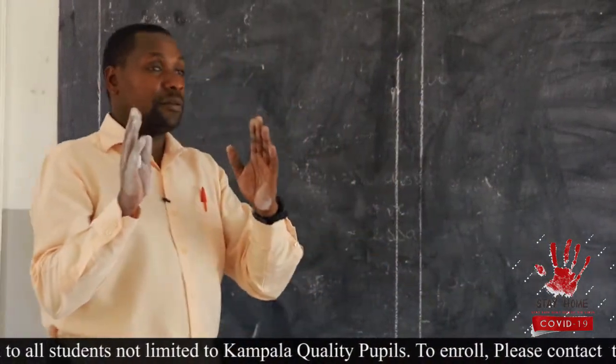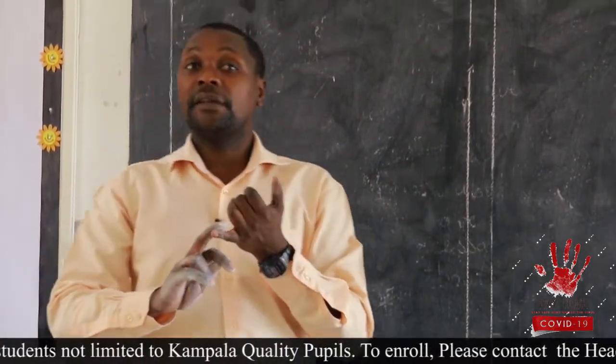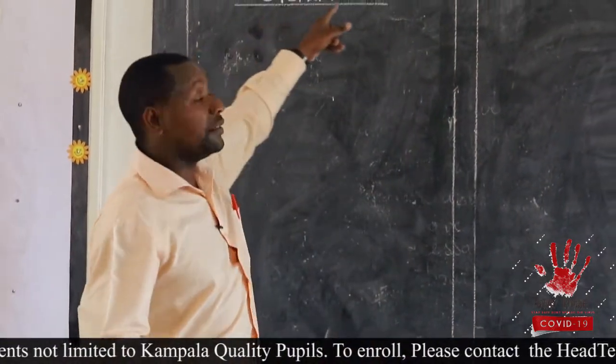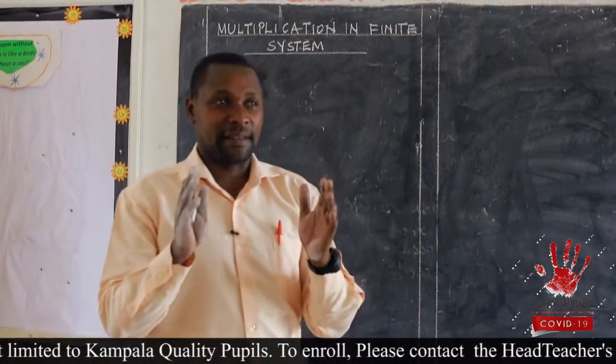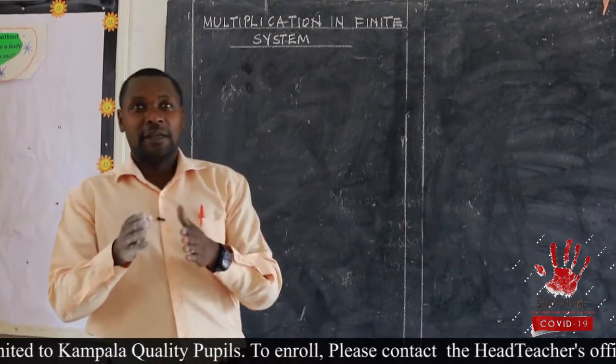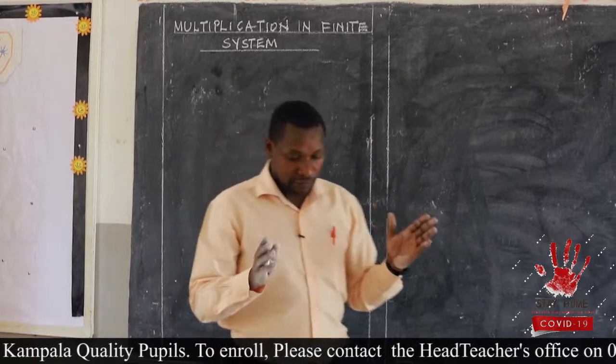Hope you've noted that one. At the end of it all, you will know how to use the calculation method in terms of multiplication in finite system, and how to use a dial, because those are the simplest methods. For the number line, later on. But for today, I may not use it because of my time frame.